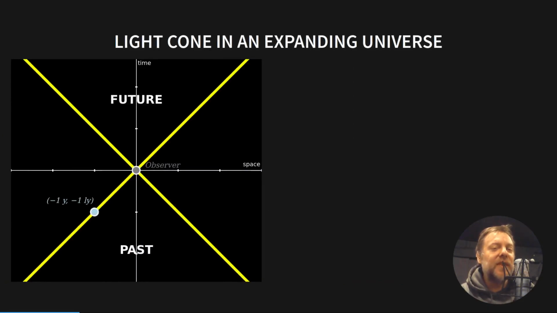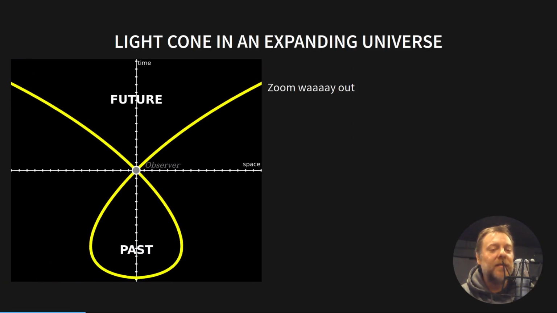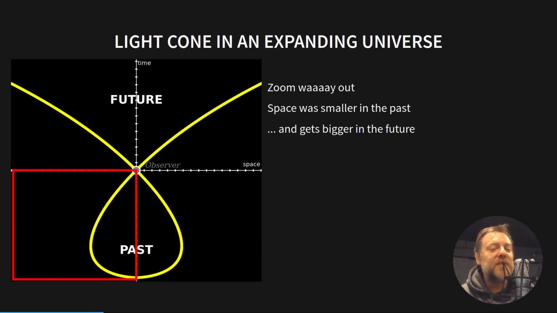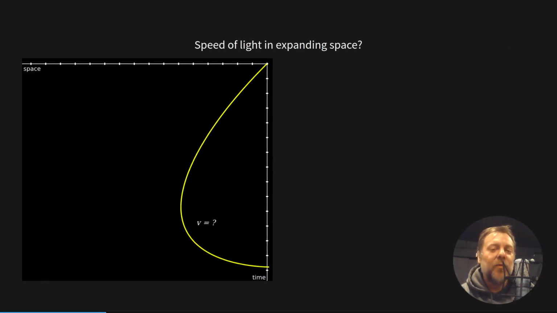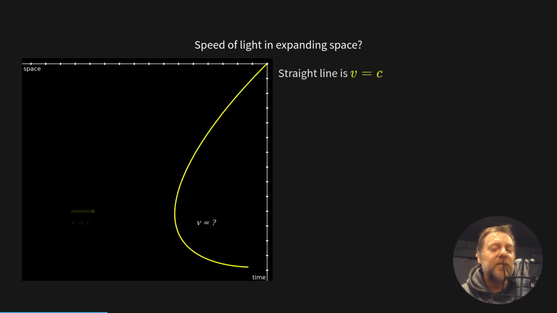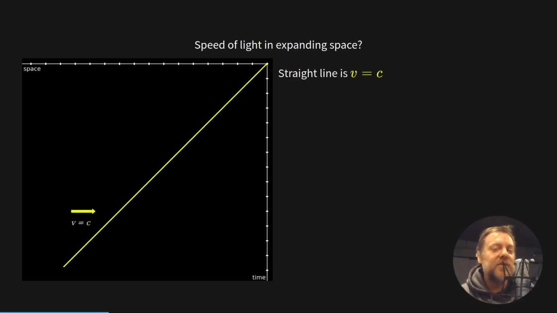What's this look like in an expanding universe? Well, let's zoom way out, and we see that space was smaller in the past, and it gets bigger in the future. Let's focus on this quadrant. What is the speed of light in expanding space? Well, if it was c, it would be this straight line.